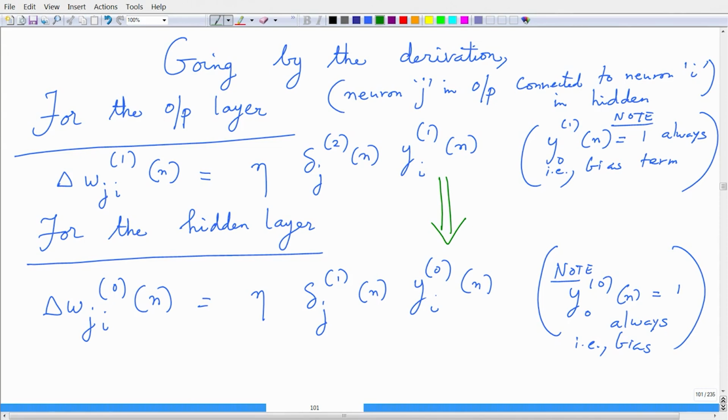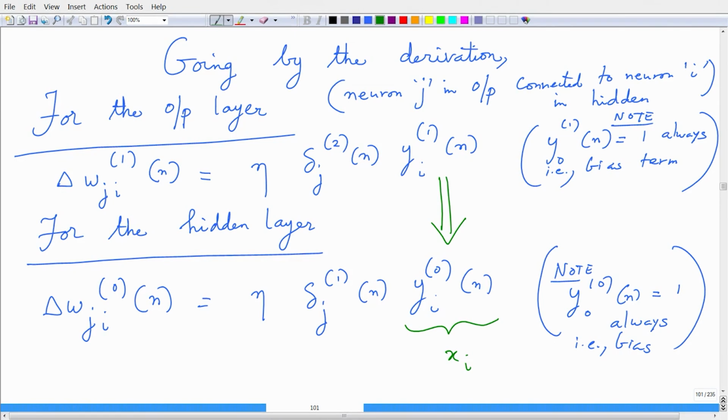neuron. So, delta wji of 0, that is for the weights connecting the input to the hidden layer, is given by eta times the local gradient at neuron j in the hidden layer times the function signal at node i. But if you recall, what is our yi 0 of n? This is basically xi, right. These are our inputs connecting. So, therefore, we can straightforwardly do this computation, right.